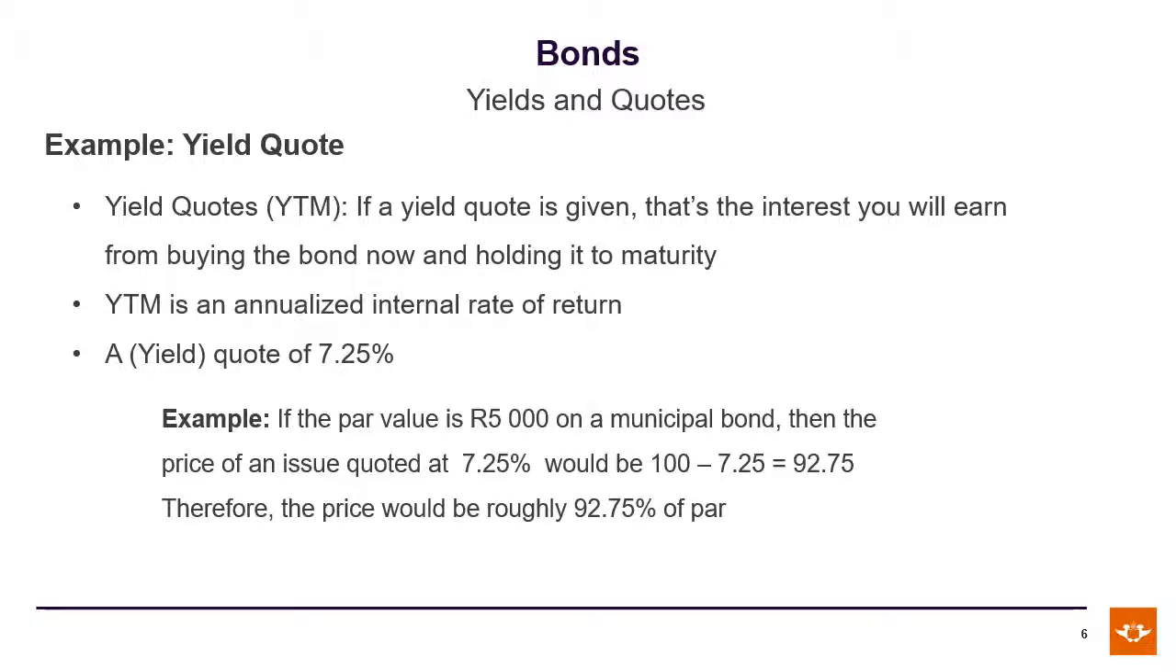For example, if the par value is 5,000 Rand on a municipal bond, then the price of an issue quoted at a yield of 7.25% would be 100 minus 7.25, which is 92.75. Therefore, the price would be roughly 92.75% of par.